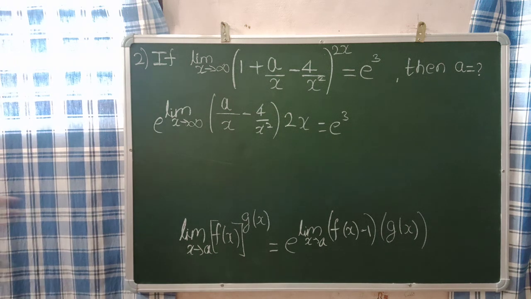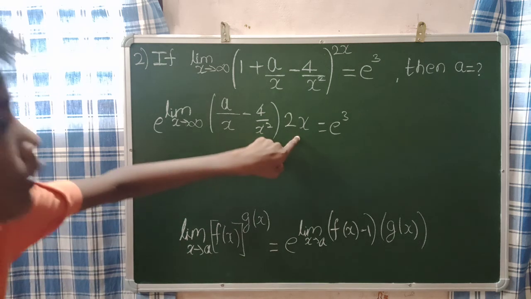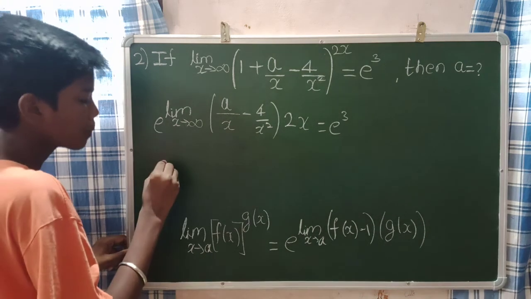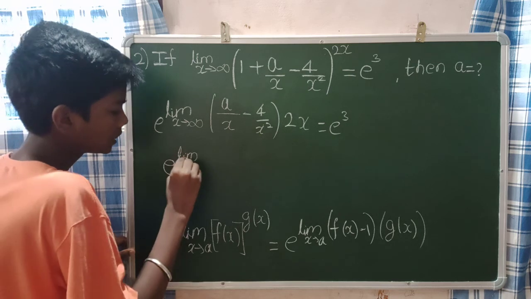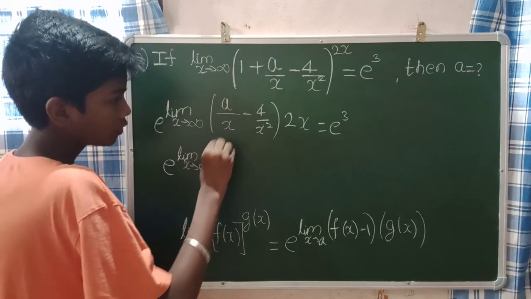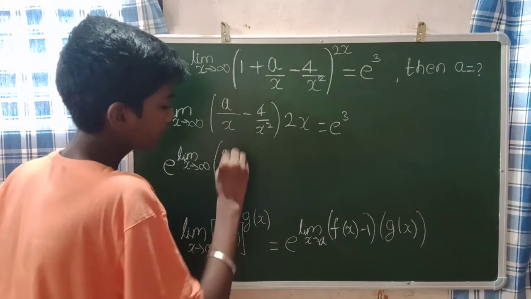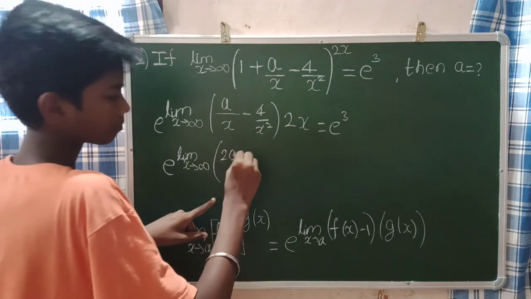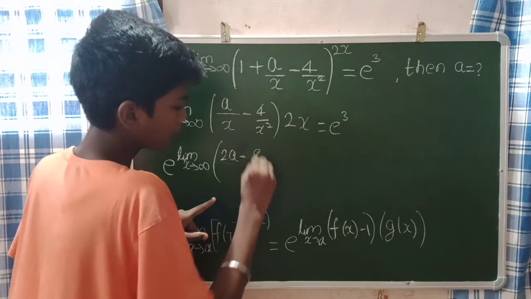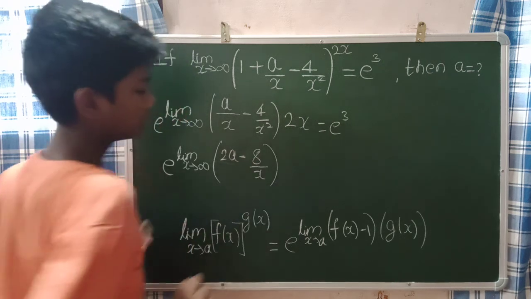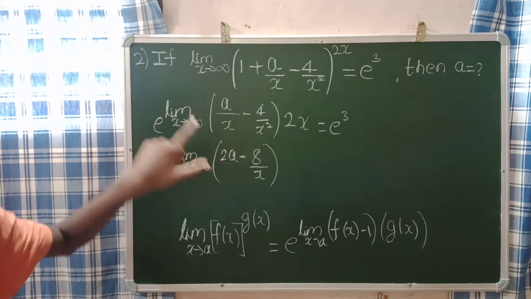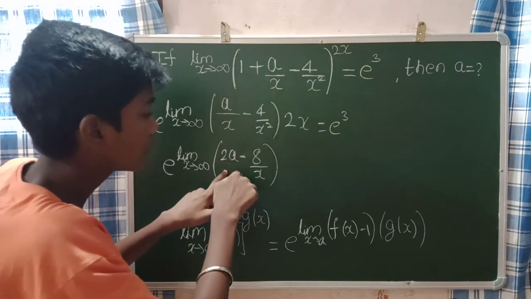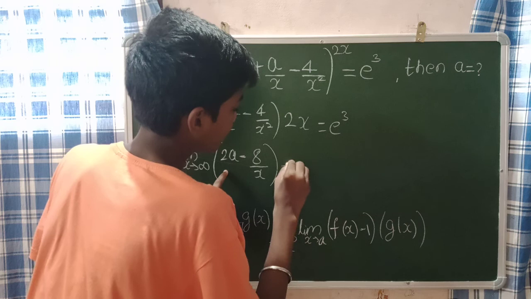Okay, now what I am going to do, listen carefully guys, I am going to multiply this 2x with this inside expression. When you multiply like that, you will be getting e power limit of x tends to infinity of 2a, because 2x into a by x is 2a, then minus of 8 by x. This is what you will be getting when you multiply this 2x inside the bracket, because 2x into a by x will be 2a, 2x into minus 4 by x square will be minus 8 by x, and that should be equal to e cube.